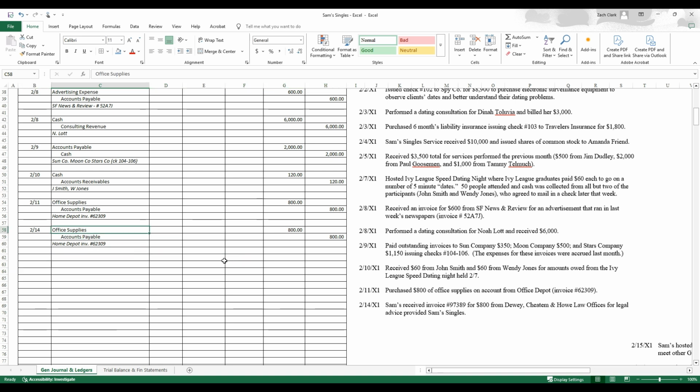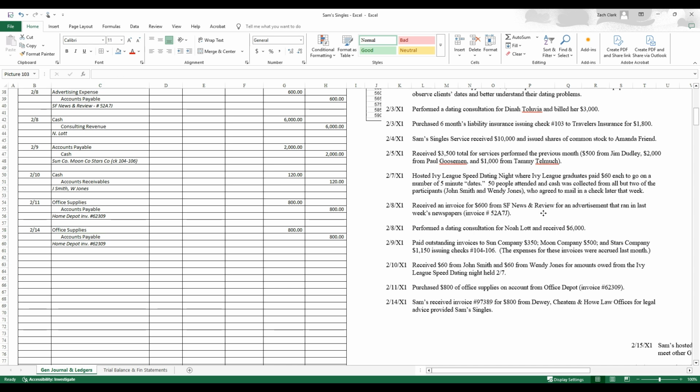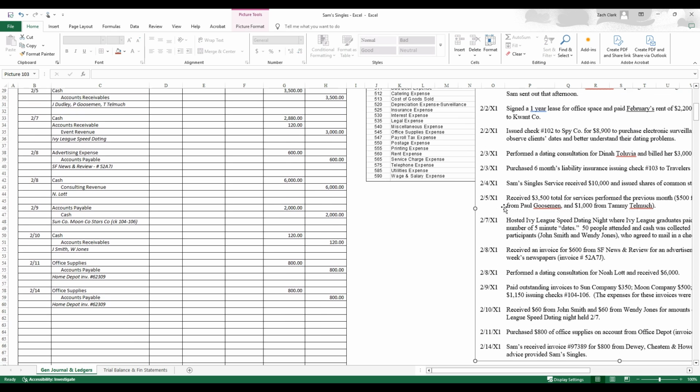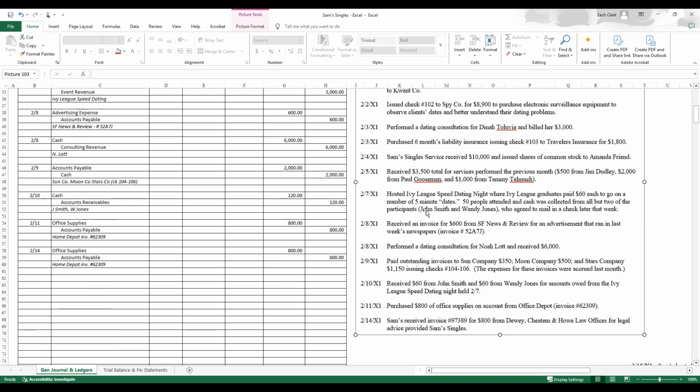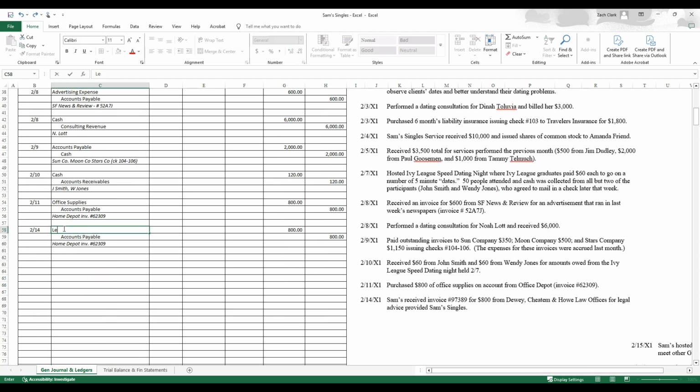Okay, so on the 14th, then we have legal expense. Let's look at our chart of accounts real quick, just see exactly where. Yep. Okay, they just call it legal expense. So our debit will be increased legal expense, and then accounts payable, and it was $800, so that's already in there. Same amount twice for the 2 different things. That's kind of funny. Let's put our invoice number in here, 97389, and this is going to be for DCH Law Offices.